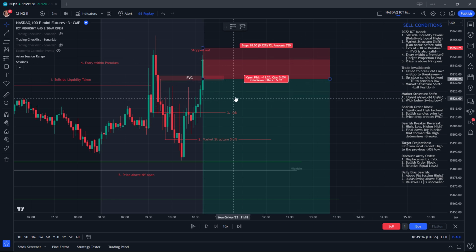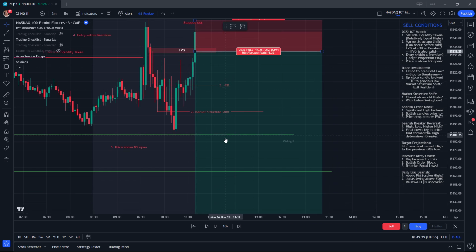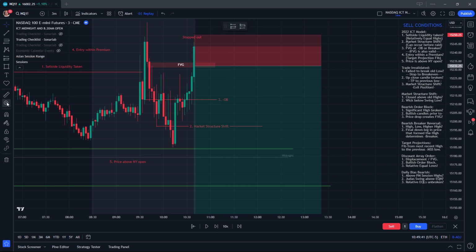So okay, we're in the short trade now, and we want some kind of context as to why price is going to go down, where it's going to reach to, why price might come down, and then why it might go back up.